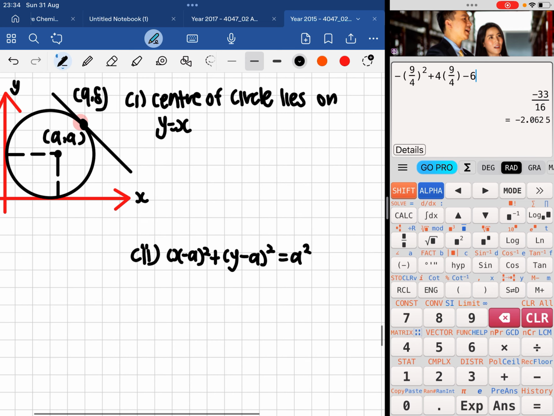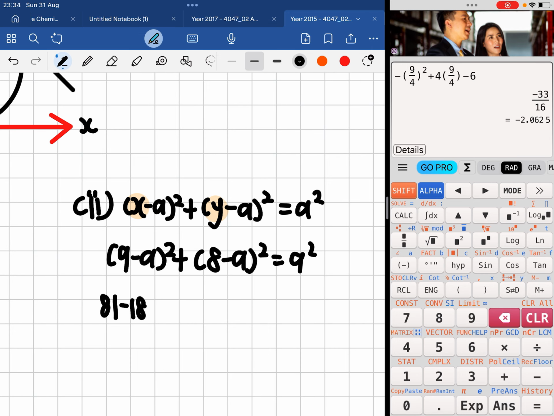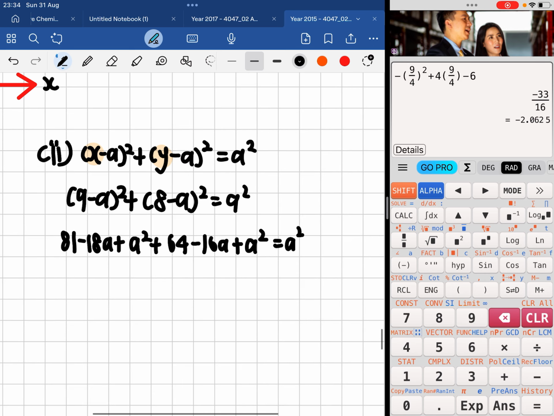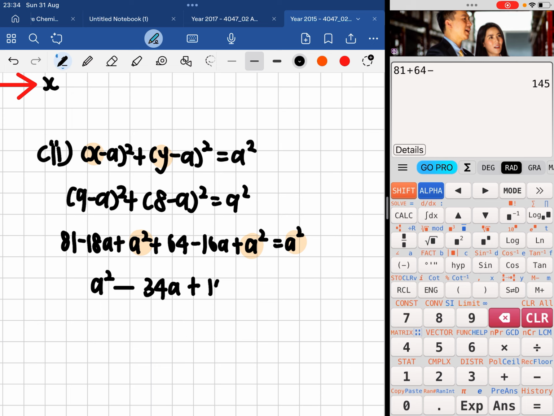So what I'm going to do is plug in my 9 and my 8, because it lies on the circle: (9 minus a) squared plus (8 minus a) squared equals a squared. So 81 minus 18a plus a squared, plus 64 minus 16a plus a squared. From here you can simplify: a squared minus 34a plus 81 plus 64, so this one here will be 145.